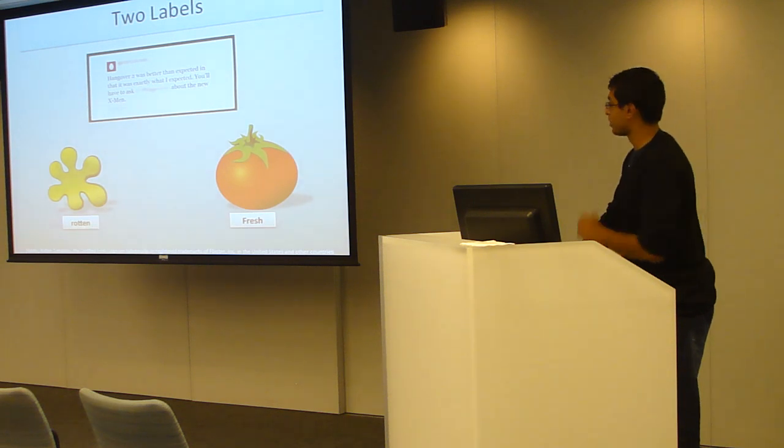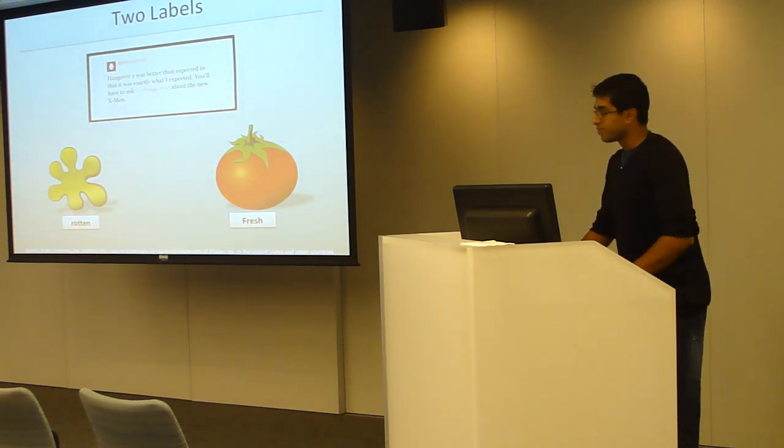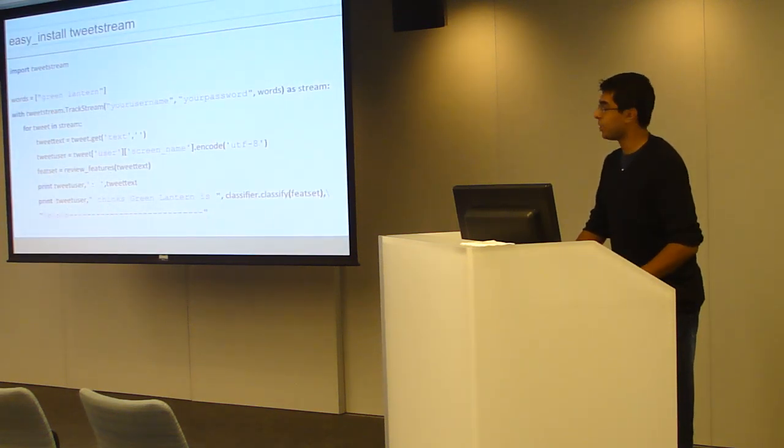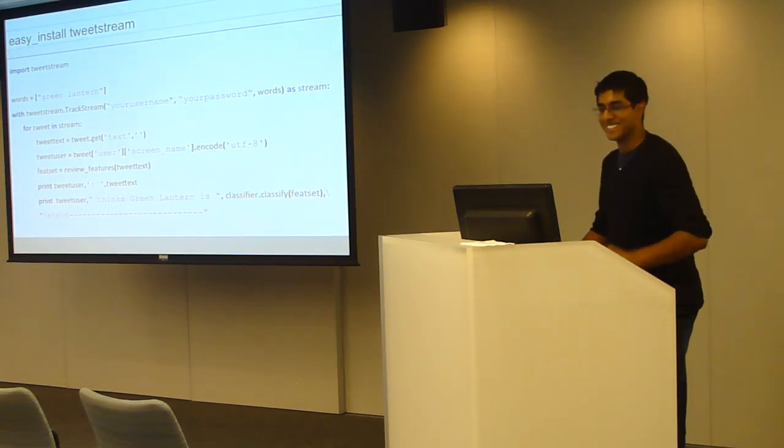So we're going to have two labels, either rotten or fresh. And any given tweet will fit into one of these two. I'm going to use Green Lantern as an example. I don't know if anyone really likes this movie a lot, but you might see some negative reviews.